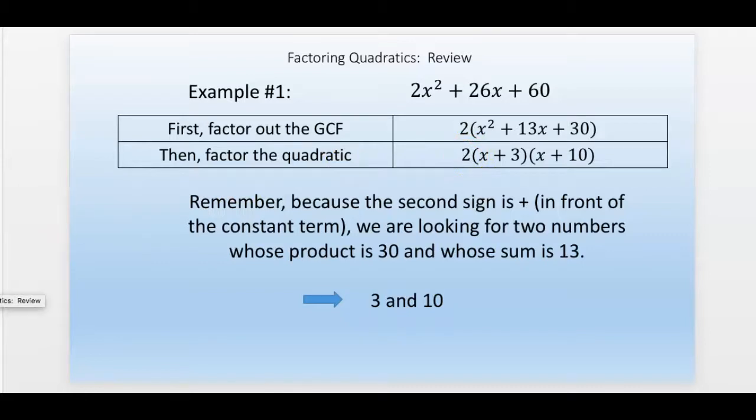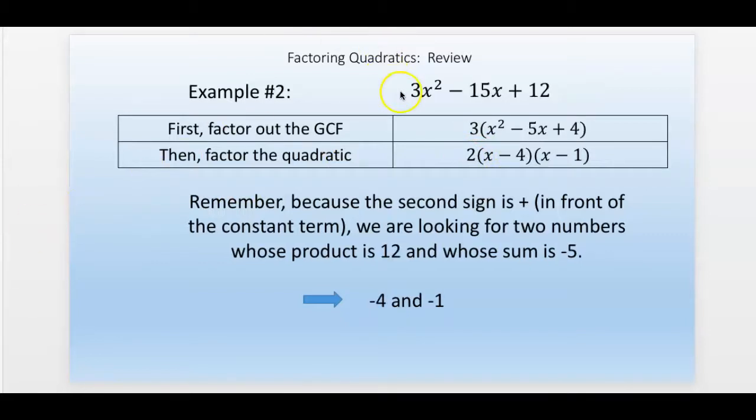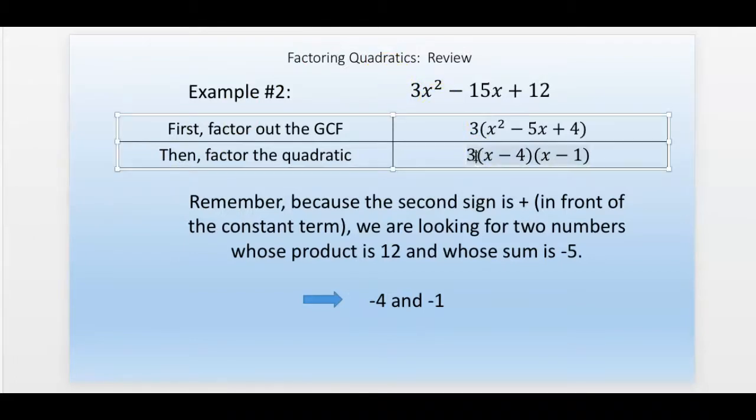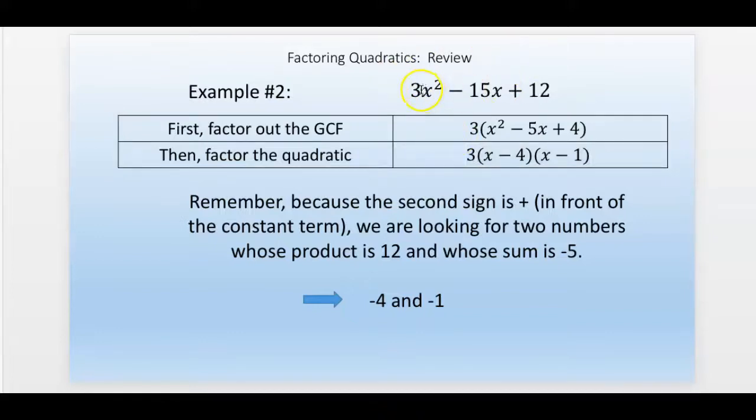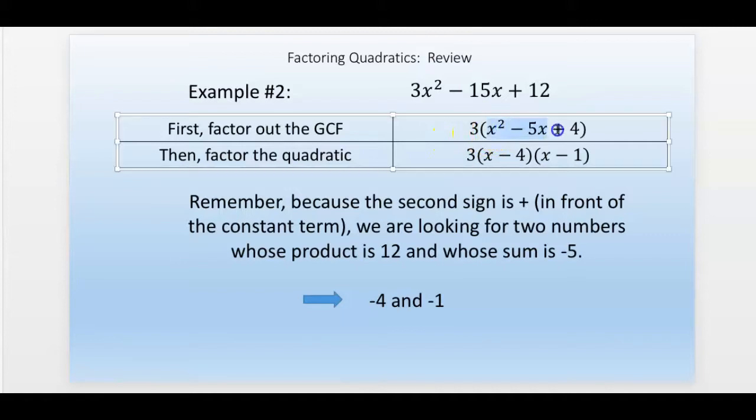Example number 2. Guys, this one, wow, this says 2. I should make that a 3. The greatest common factor is 3. I can take a 3 out of each one of those terms, which is what I do here. I take the 3 out, and the quadratic I'm left with, we know how to factor that. Again, we're searching for two numbers. When you multiply them together, you get 4. When you add them up, you get negative 5. Negative 4, negative 1. Just put them right in there.